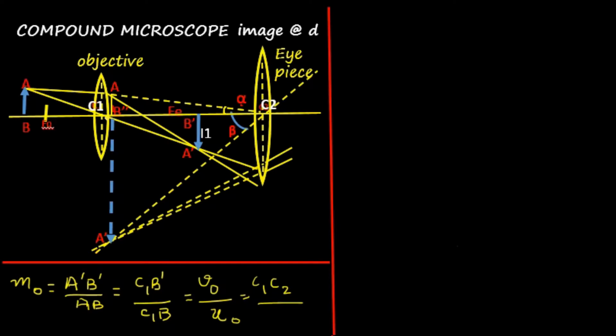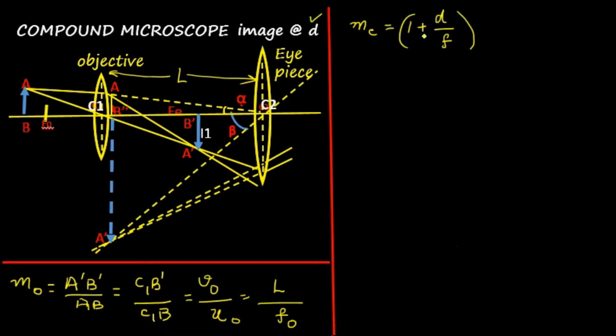U0 is approximately equal to the focal length of the objective. C1C2 we know is equal to length of the tube. So we can directly write L divided by FO. We have already derived an expression for simple microscope when the image formed is at least distance of distinct vision D. ME is equal to 1 plus D by FE. So M becomes equal to L by FO into 1 plus D by FE.